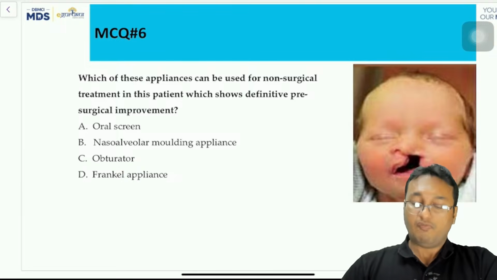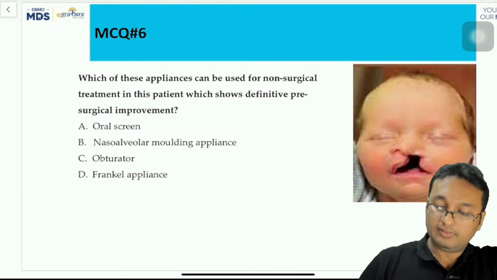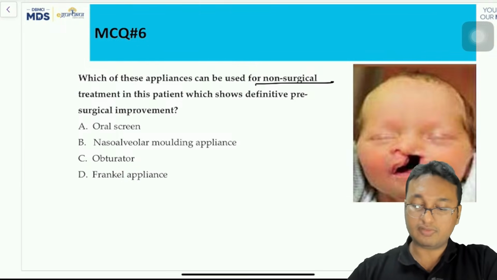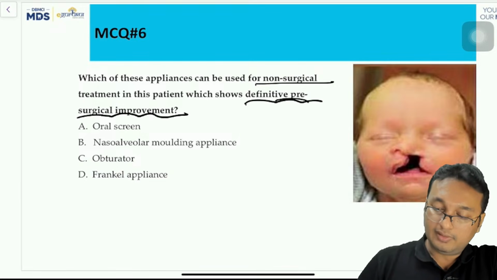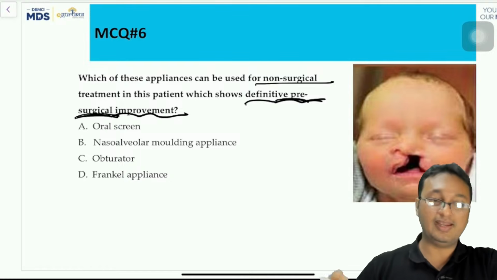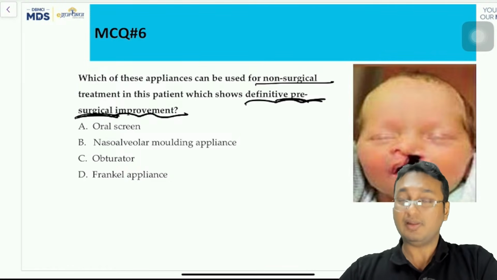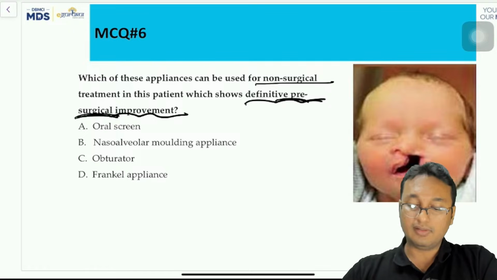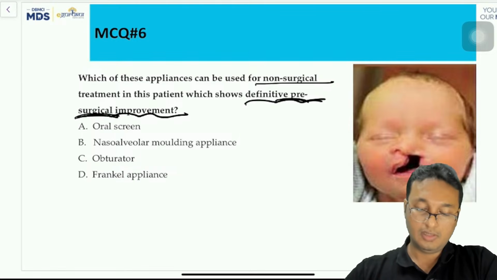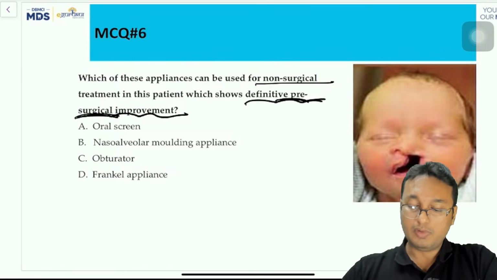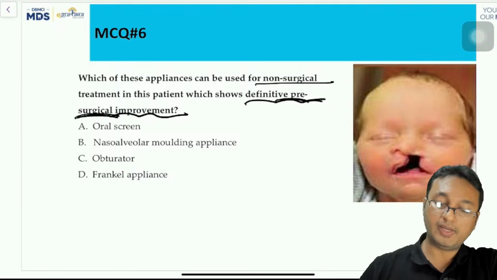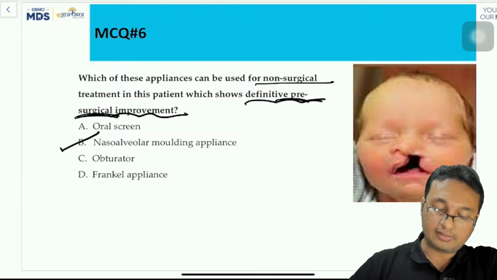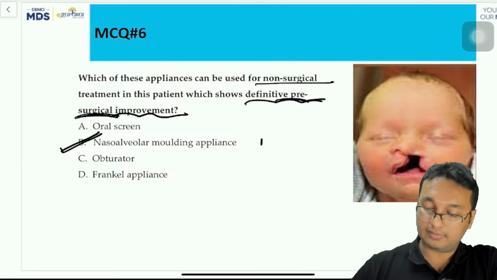Next question. Which of these appliances can be used for non-surgical treatment in this patient, which shows definitive pre-surgical improvement? Now there's a hint. There's a hidden hint within the language of the question. It is saying which shows definitive pre-surgical improvement. Oral screen, nasoalveolar molding appliance, obturator, or Frankel appliance. So there should not be any doubt. The correct answer is nasoalveolar molding appliance.